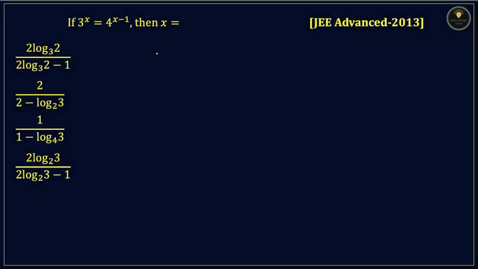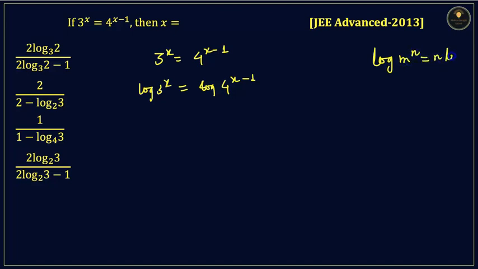Whenever you are having such kind of problem where it is given that 3 to the power x is equal to 4 to the power x minus 1, you need to take log on both sides and write it as log 3 to the power x equal to log 4 to the power x minus 1. Now there's a property that we are writing here: log m to the power n can be written as n log m. So you will get the value as x log 3, and here you will get x minus 1 times log of 4.